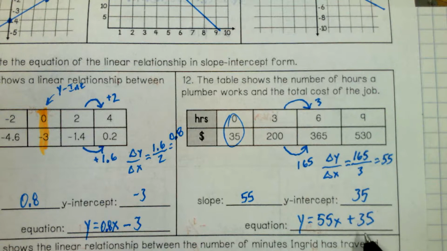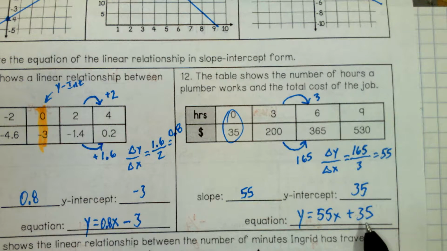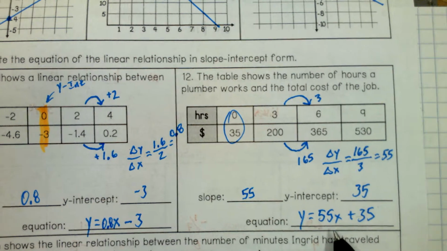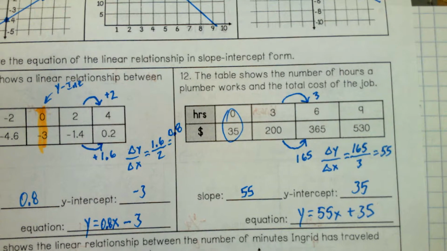So it looks like whoever hired this plumber had to pay $35 just for him to visit. Then he charges $55 an hour. So just to show up, it'll be $35 and $55 for every hour.